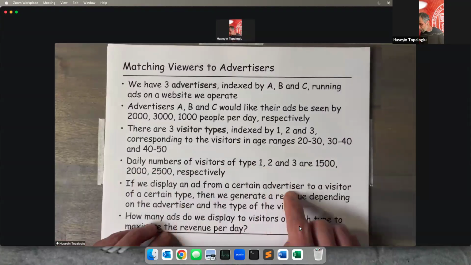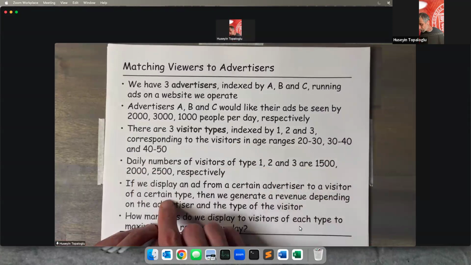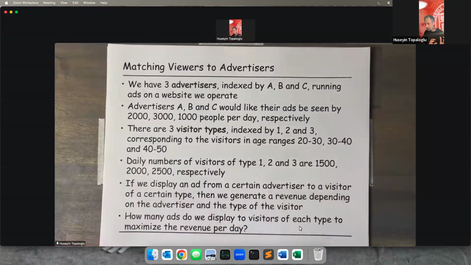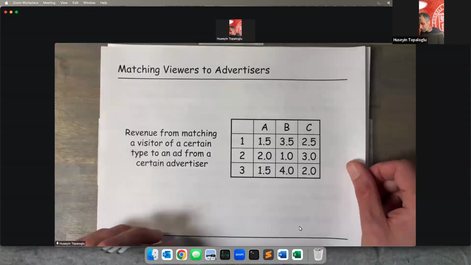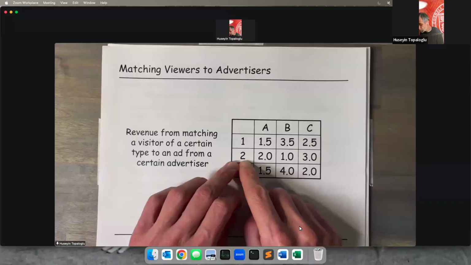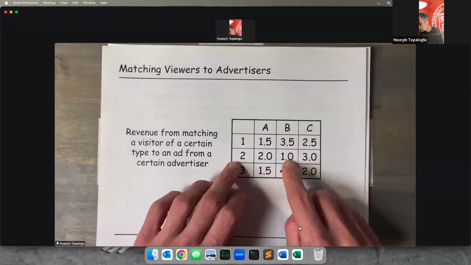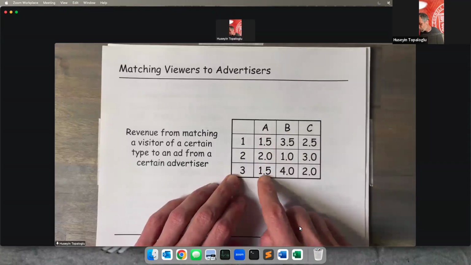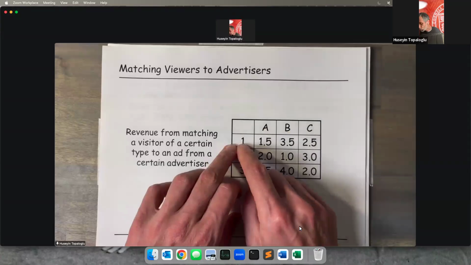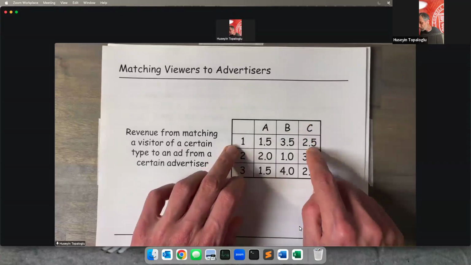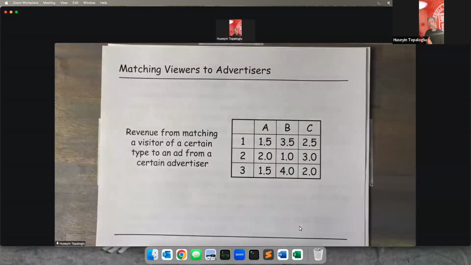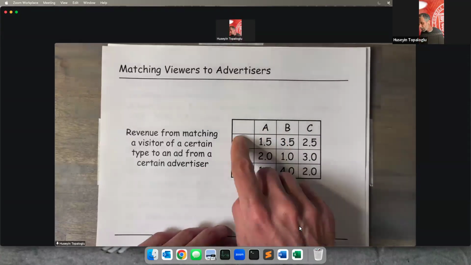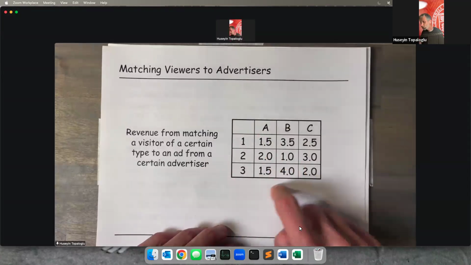And if we display an ad from a certain advertiser to a visitor of a certain type, then we generate a revenue that depends on the advertiser and the type of the visitor. Those revenues are given over here. For example, if a visitor of type 2 is shown an ad from advertiser B, we make 1 cent. If a visitor of type 3 is shown an ad from advertiser A, we make 1.5 cents. If a visitor of type 1 is shown an ad from advertiser C, we make 2.5 cents.